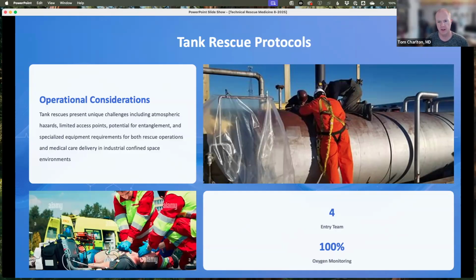Tank rescue protocols are very, very similar, if not exactly the same as, confined space. They are considered a confined space because of their nature of storing things. Again, there's a little bit more of a risk of contamination. And so it's important to know what was stored in this and what kind of medical effects you may need to mitigate from exposure to those chemicals, and how you're going to decontaminate yourself and the patient following a rescue out of a tank.